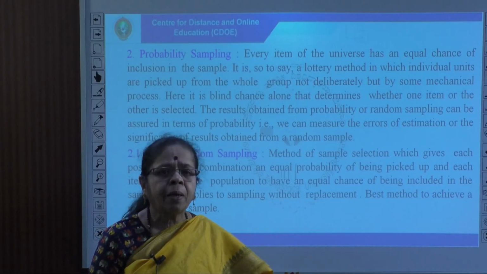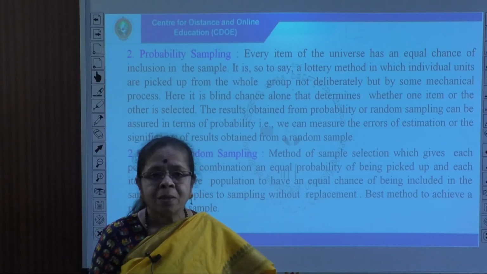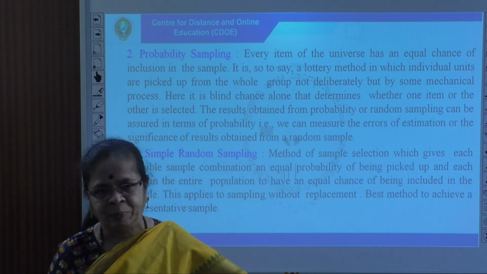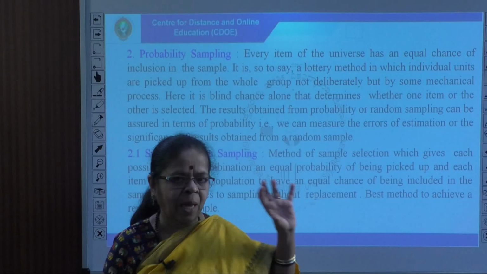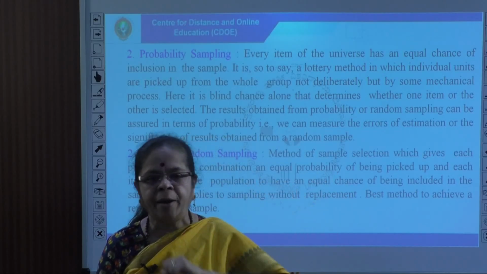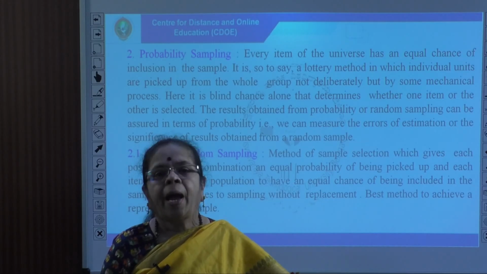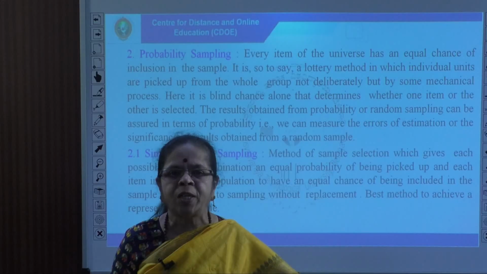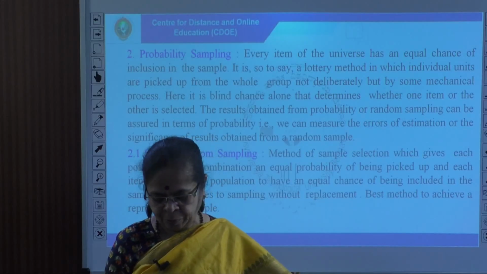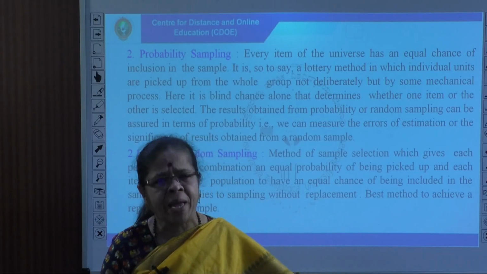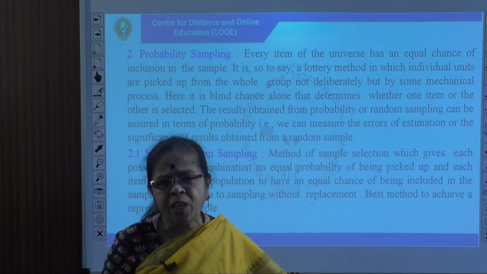So, in simple random sampling, what is it? The samples are randomly picked from the entire population, they are randomly picked. Every combination and every unit has an equal chance of occurrence. It is one of the best ways to get a representative sample, there is no bias because everything has an equal chance.